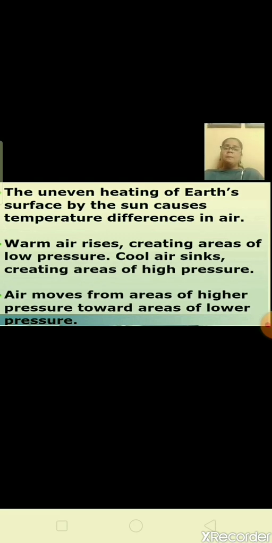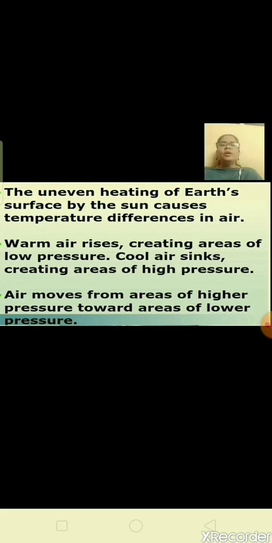As I said, air blows from a high pressure region to a low pressure region. Air that moves horizontally is called wind. The vertical movement of air is called air current. Wind is named after the direction from which it blows. For example, if the wind blows from the western side, it is called the west wind.